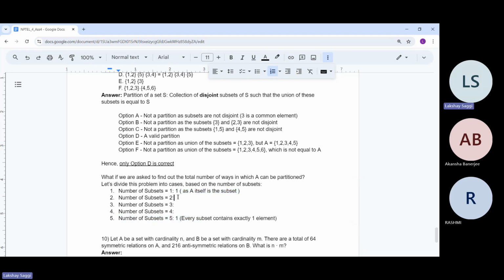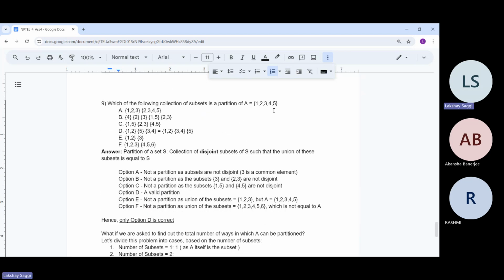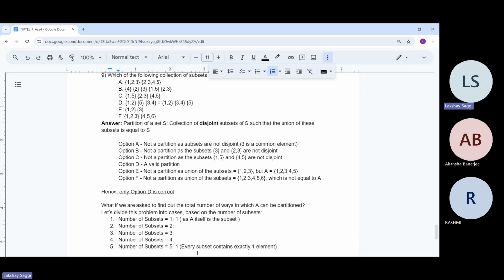So suppose the number of subsets is 2. So there are, let's say, only 2 possible subsets. In that case, in how many ways can we partition? I claim this is also quite simple. If we have to partition a set into 2 subsets, how many ways can I partition?